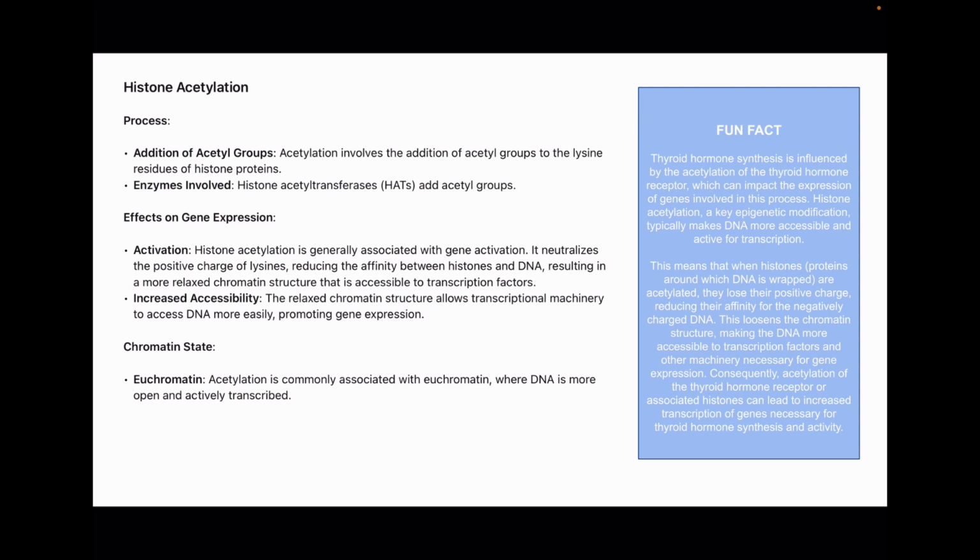So here I have a fun fact. The fun fact is that thyroid hormone synthesis is influenced by the acetylation of the thyroid hormone receptor, which can impact the expression of genes involved in the process.